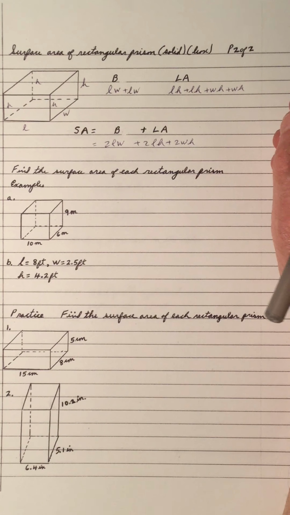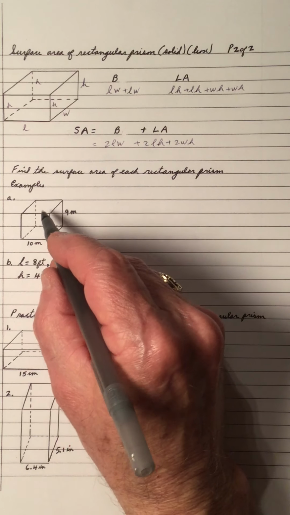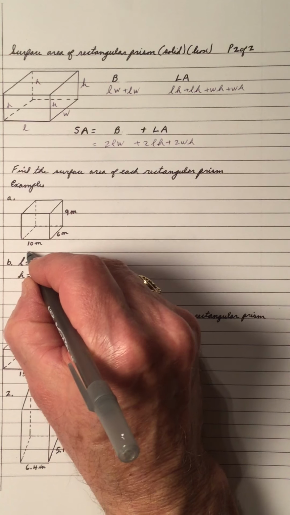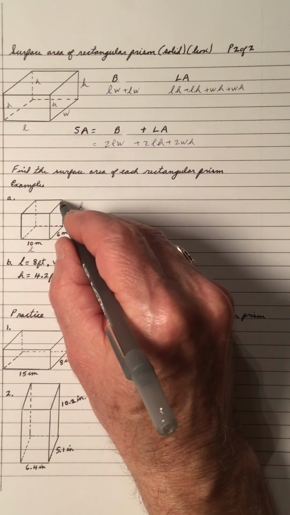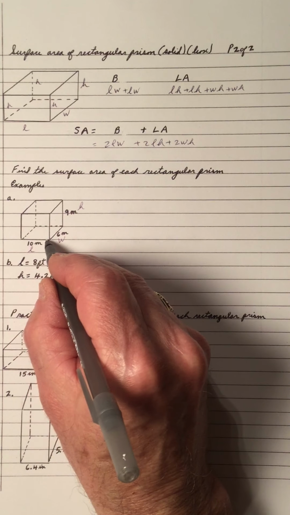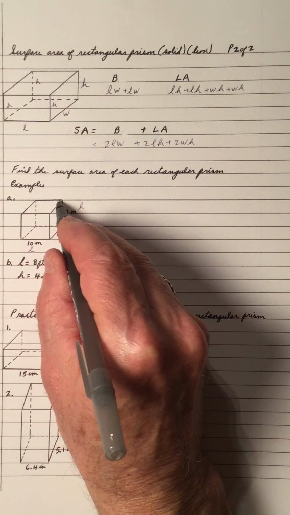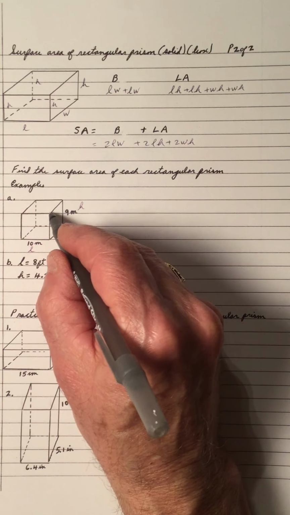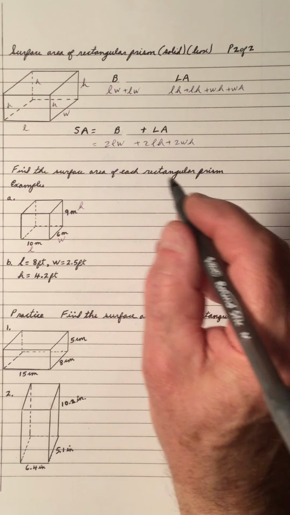Let's work out some examples. Find the surface area of each rectangular prism. So we have a box that's 10 by 6 by 9. So that's the length, that's the width, and that's the height. And again, all heights are the same. If that's 10 there, then that's 10 there, and this is 10, and that's 10. And if this edge is 6, then this edge is 6, this edge is 6, and this edge is 6. So let's work out the surface area.